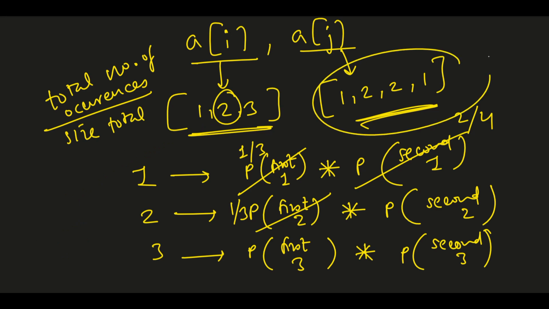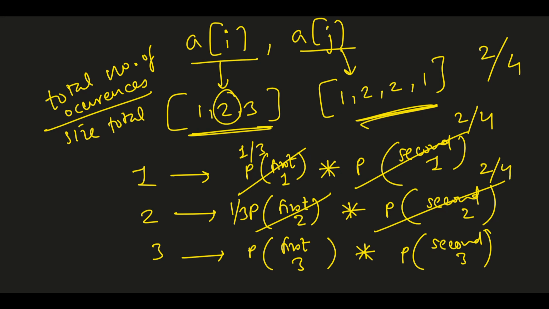And the total probability of 2 occurring in this array is: 2 is appearing 2 times and the total size is 4. So 2 by 4. Correct? Total probability of 3 appearing in this array is 1 and total size is 3. So 1 by 3. Right? And 3 is not appearing any number of times in the other array. So 0 by 4. Am I correct? So it is 0. And we will multiply all of them.